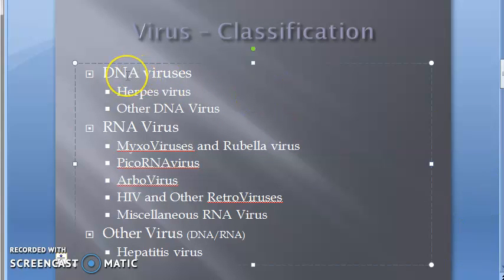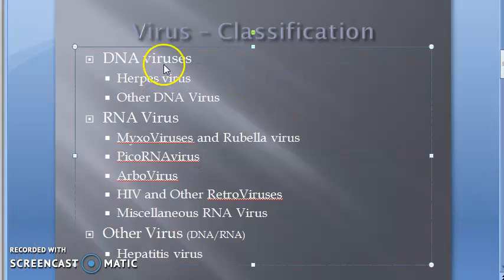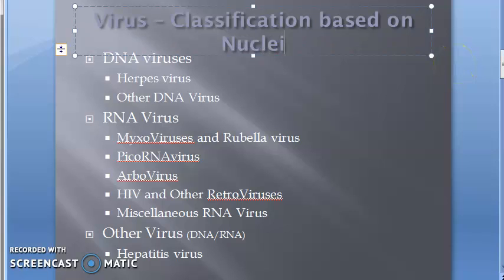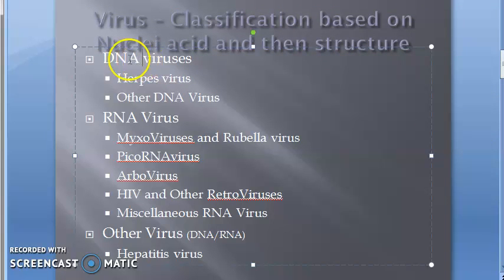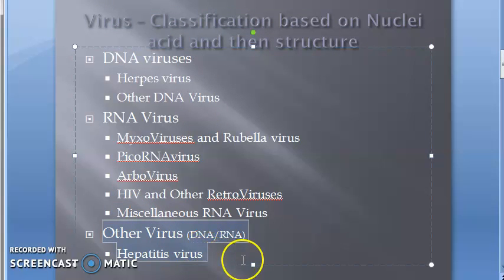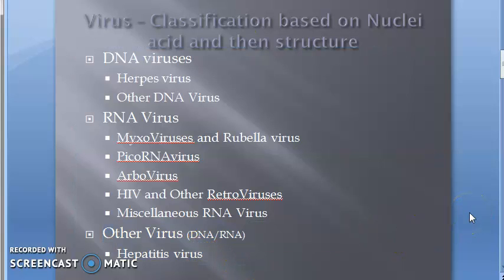Now the classification of viruses, high level. You can say they are classified based on the nucleic acid and then the structure. So you have DNA virus and then you have RNA virus. And other viruses like hepatitis virus, where some of the viruses are DNA, some of them are RNA. But as you know, a virus can either be DNA or RNA, so you can actually group hepatitis back into DNA or RNA.